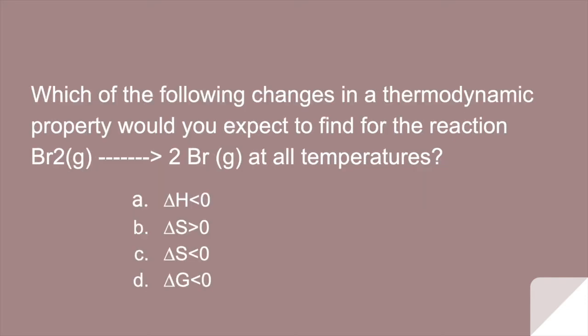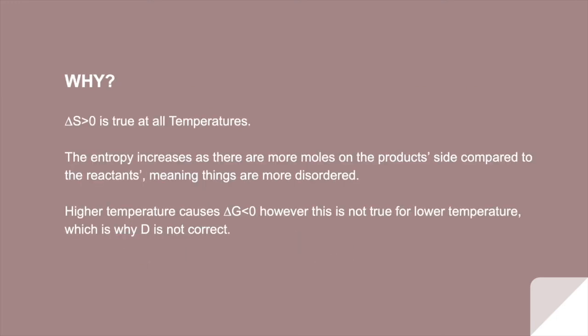Which of the following changes in the thermodynamic property would you expect to find for the reaction Br2 gas to 2Br gas at all temperatures? The correct answer is B. Why is that? So the product side has more moles compared to the reactants, so the product side has more entropy.